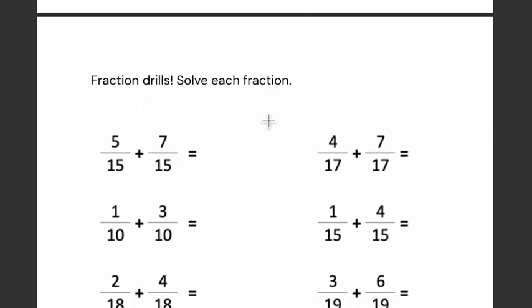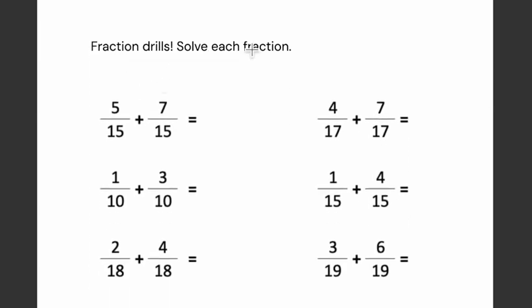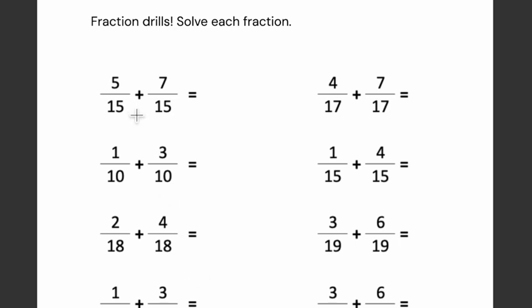Let's move on. Fraction drills. Solve each fraction. So here we're just adding fractions. So 5/15 plus 7/15. In order to add fractions with the same denominator, we simply add their numerators and keep the denominator. So we know our answer is going to be something over 15. Now the numerator is going to be 5 plus 7, which is 12.